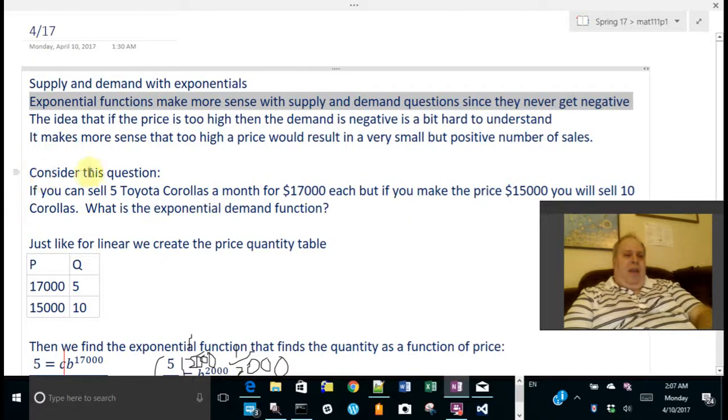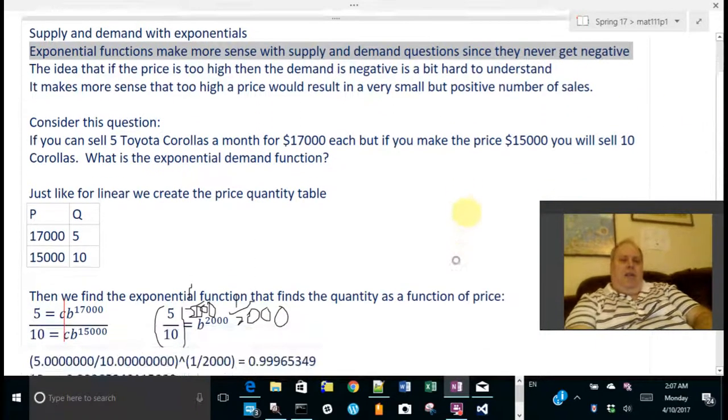Now, let's consider this question. If you can sell 5 Toyota Corollas a month for $17,000, but if you make the price $15,000, you will sell 10 Corollas. What is the exponential demand function?